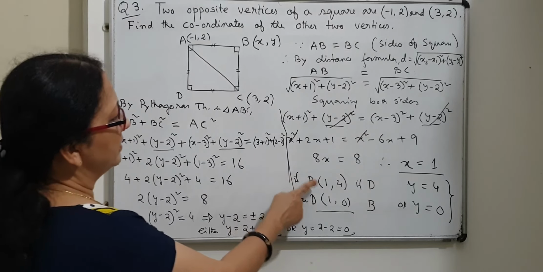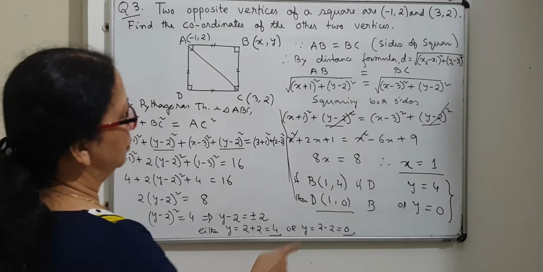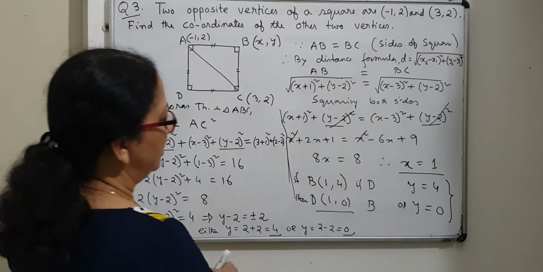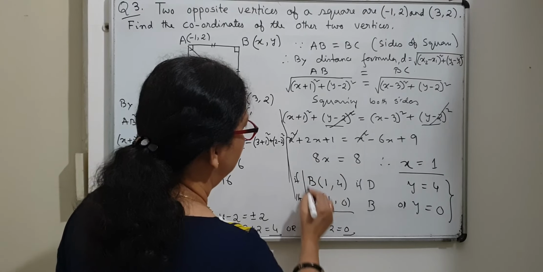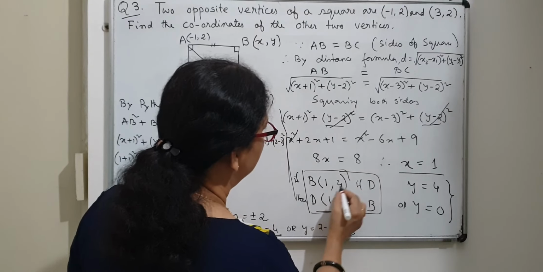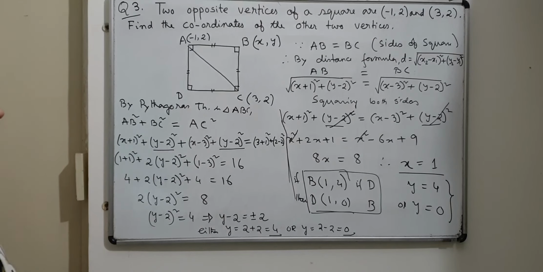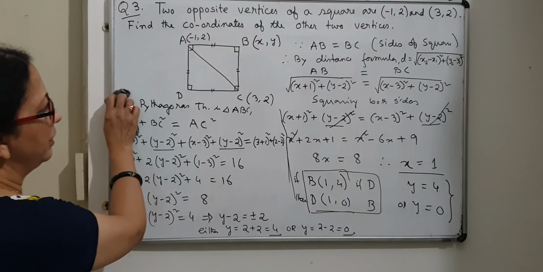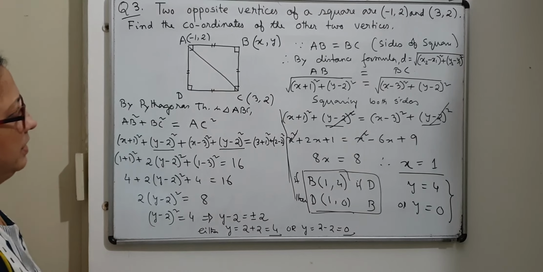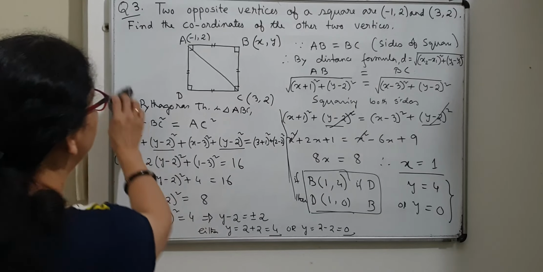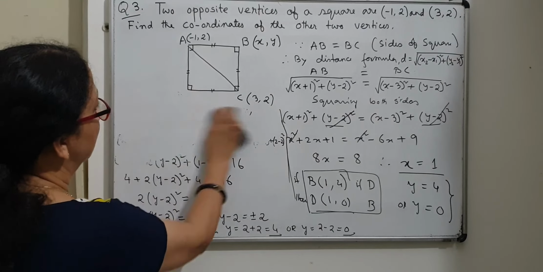So the other 2 vertices will be 1, 4 or 1, 0. That is the answer. This is the answer actually. The 1, 4 and 1, 0 are the other 2 vertices. Okay. So actually you can visualize, if I draw it, I think it's okay. Or if you want to visualize this, it will be like this, you see. I'll show you.